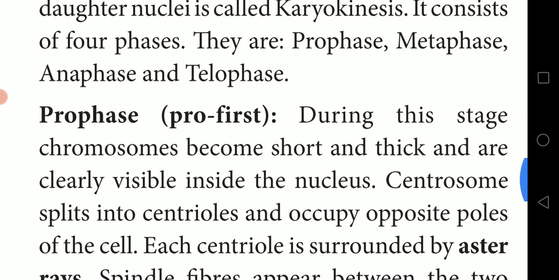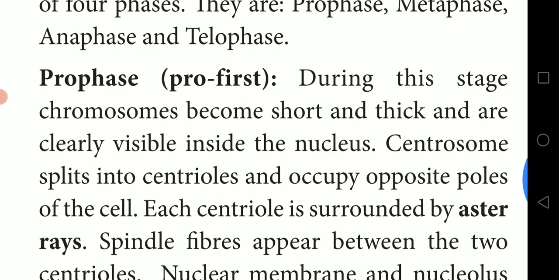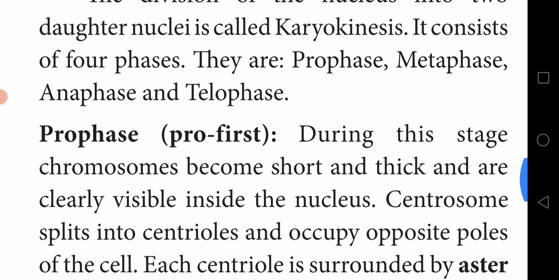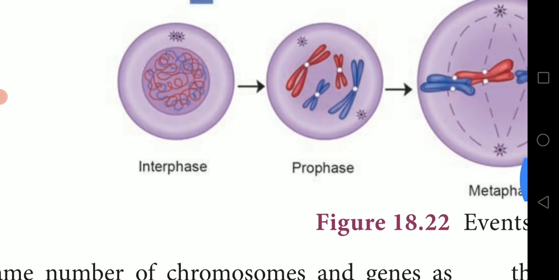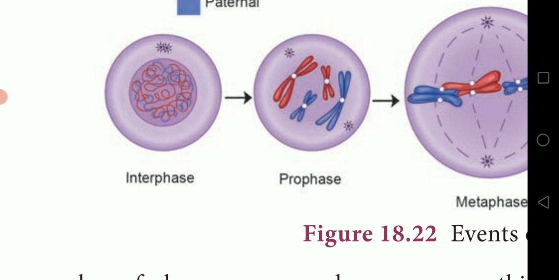What is prophase? Pro means first. During this stage, the chromosomes become short and thick and are clearly visible inside the nucleus. We'll see the diagram here. First phase, we'll see the karyokinesis. They undergo 4 phases.